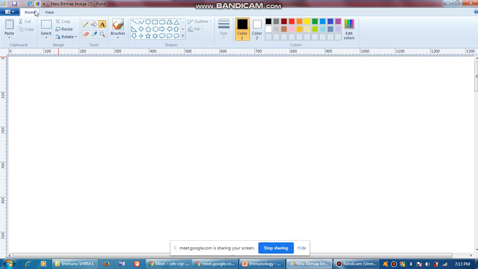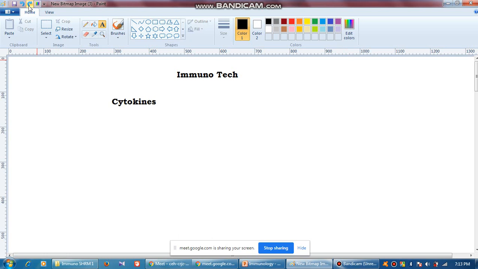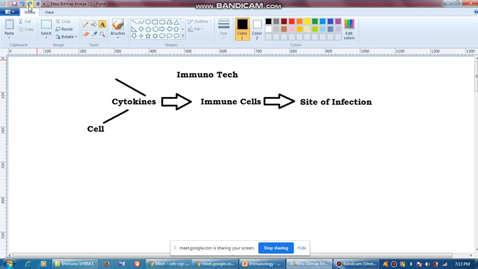So what we said? We said that the protocol of immunotech is such that there are some soluble mediators which are called cytokines, which eventually will bring immune cells towards the site of infection. Now cytokines are those molecules which will call the cells, or make the cells move. Now when we talk about immune cells, which kind of immune cells are we talking about?